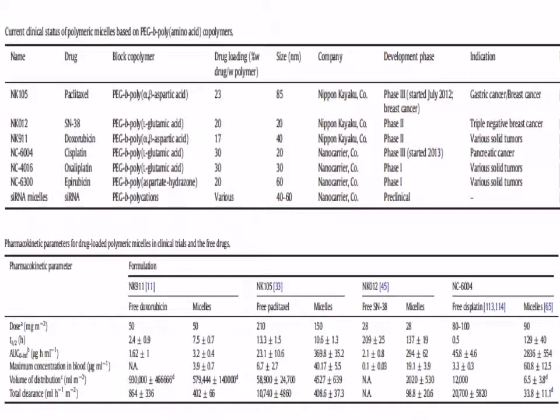So in most cases you can see that the T1/2 is changed as a result of combination with micelles. It also increases, in most cases, the maximum concentration in the blood. It alters the volume of distribution, and it also alters the clearance as well, for the benefit of the patient.